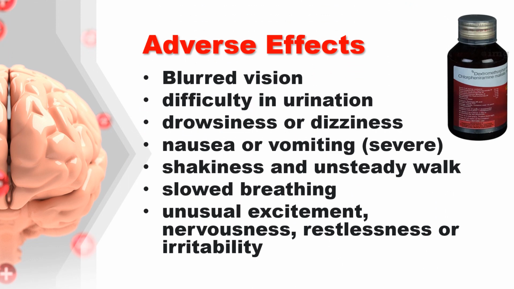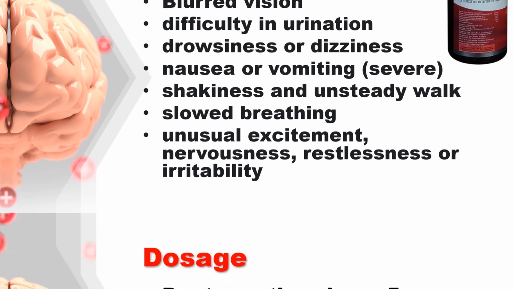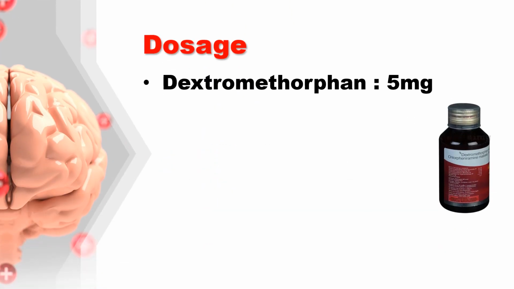Adverse effects that occur by using dextromethorphan for a larger number of days are blurred vision, difficulty in urination, drowsiness or dizziness, nausea or vomiting, shakiness and unsteady walk, slow breathing, unusual excitement, nervousness, restlessness or irritability. The dosage of dextromethorphan is 5 mg.